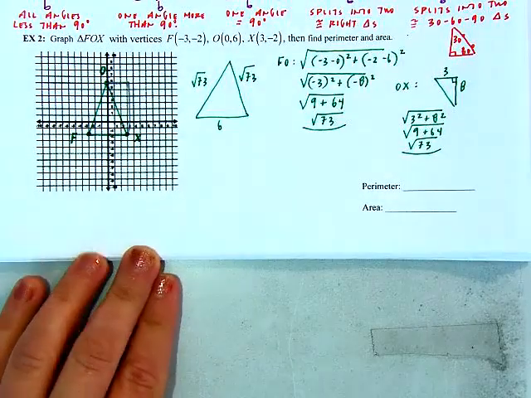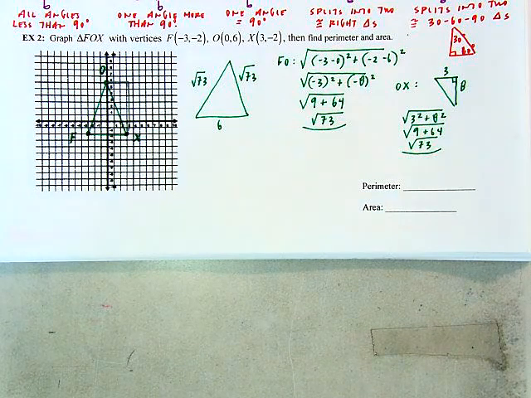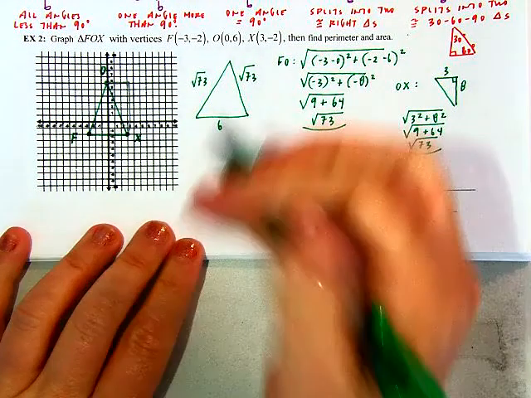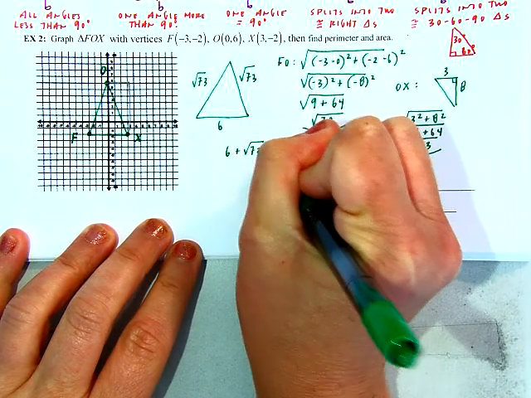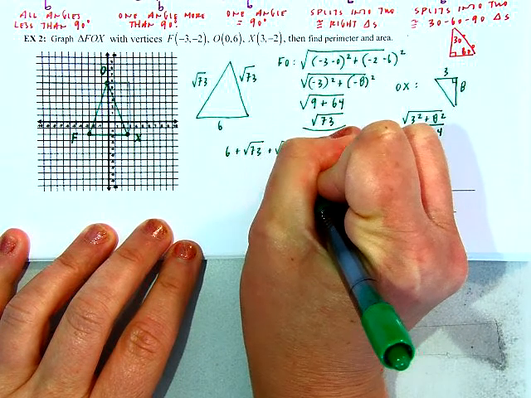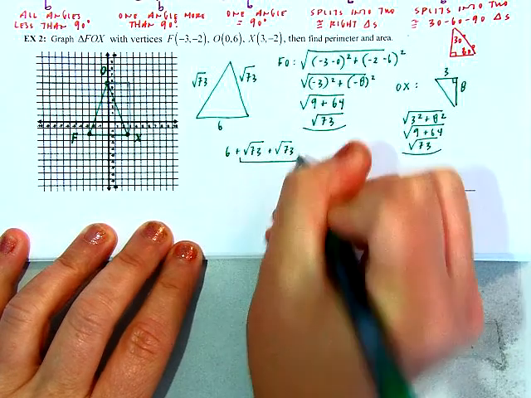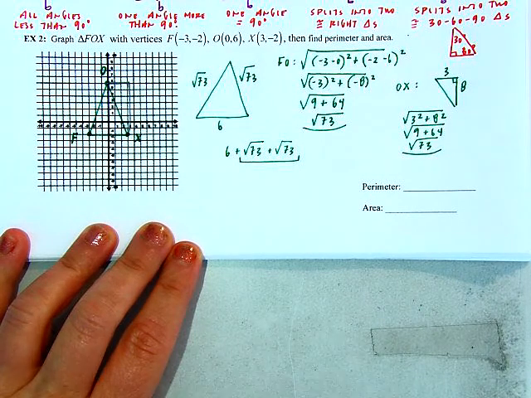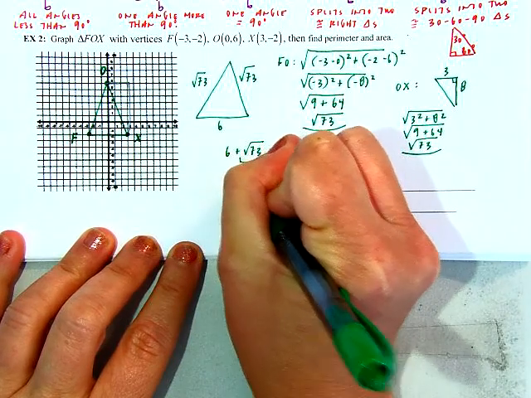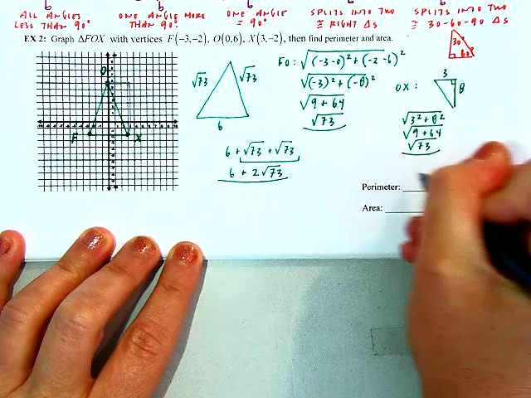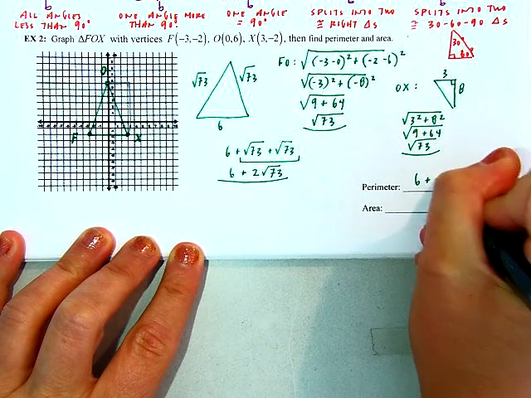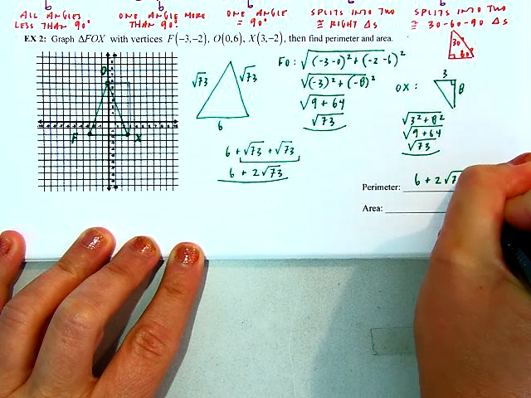Okay, so I've found all of my sides now. So my perimeter, I just have to add them up. So 6 plus the square root of 73 plus the square root of 73. These are like terms, they can combine further. I have 6 plus 2 square root 73. That would be my perimeter, 6 plus 2 root 73 units.